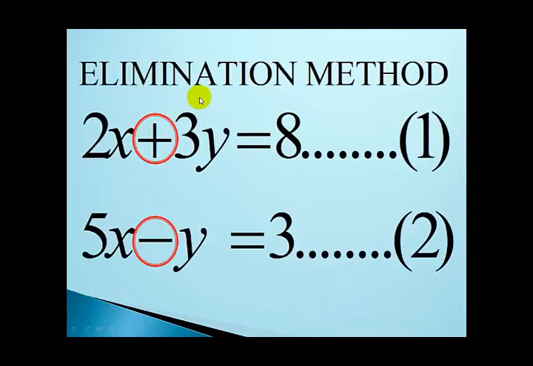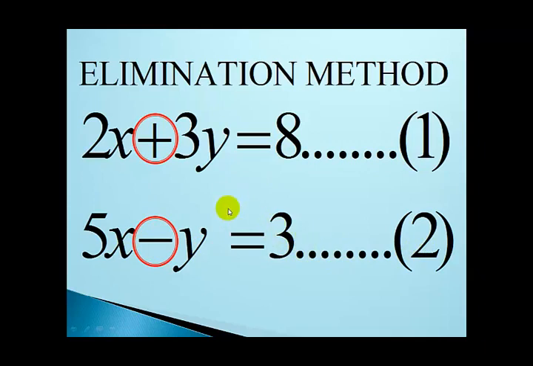Now let's begin with the elimination method. These are the two equations we are given. We have 2x plus 3y equals 8. Let this be our equation 1. And we have 5x minus y equals 3. Let this be our equation 2.